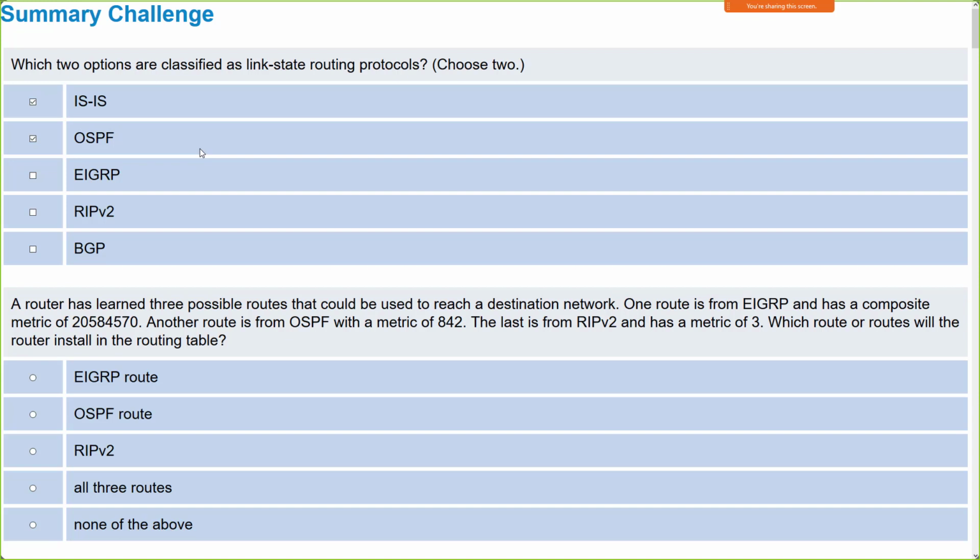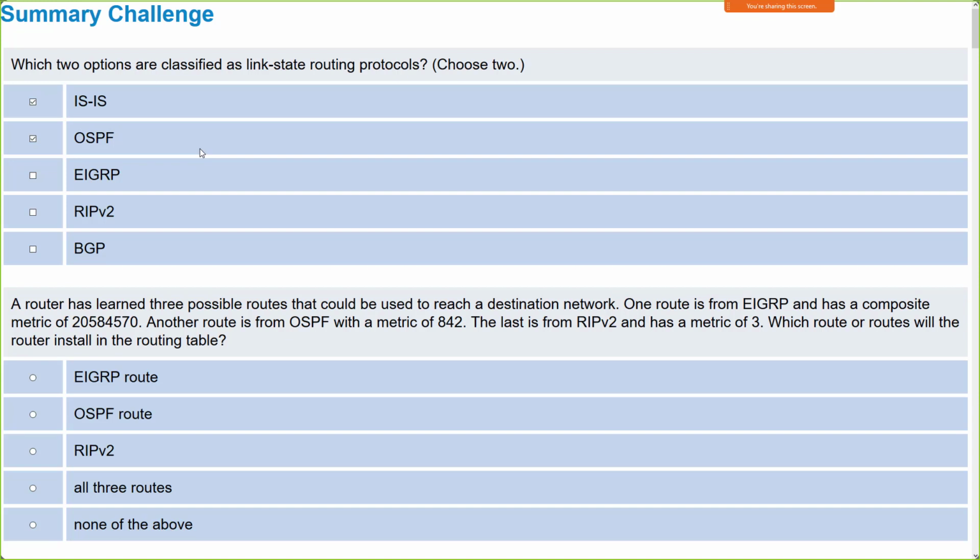A router has learned 3 possible routes that could be used to reach the destination network. One route is from EIGRP and has a composite metric of 205.84570. Another route is from OSPF with a metric of 842. The last is from RIP version 2 with a metric of 3. Which of these routes is going to be installed in the routing table?